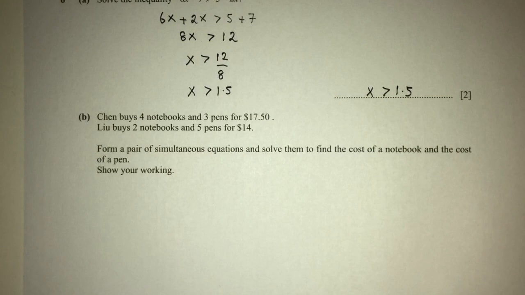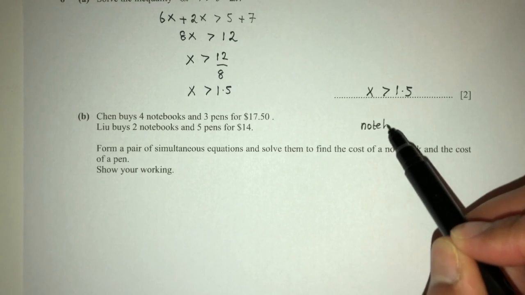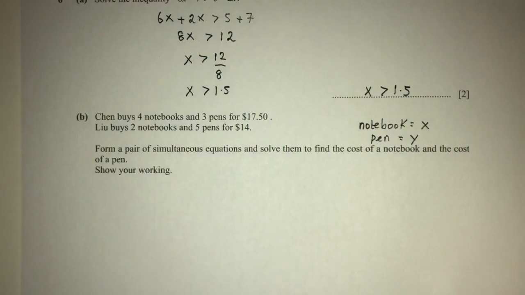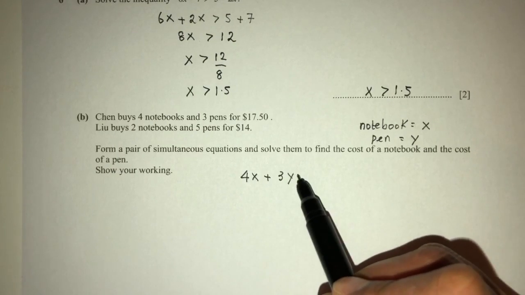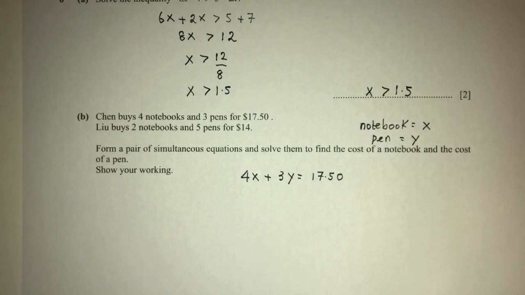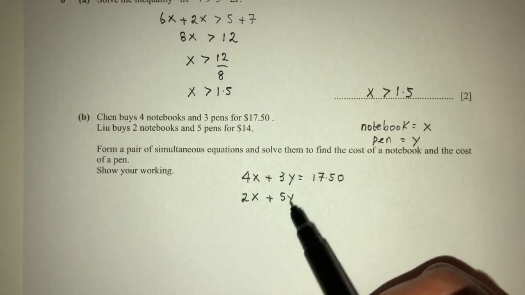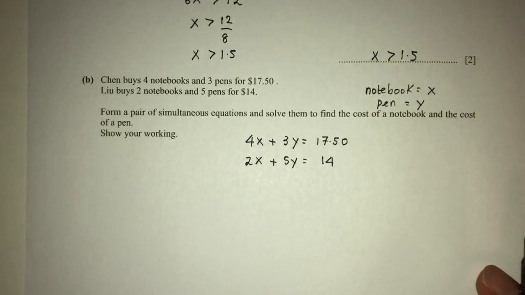Part B, Chen buys 4 notebooks and 3 pens for $17.50, and Liu buys 2 notebooks and 5 pens for $14. So we have to solve a simultaneous equation. So pretty easy. Let's call notebooks x, and pens y. For the first equation, Chen buys 4 notebooks and 3 pens for $17.50. And for the second equation, Liu buys 2 notebooks and 5 pens for $14. So as you can see, now we have 2 equations. We just have to solve to find x and y.